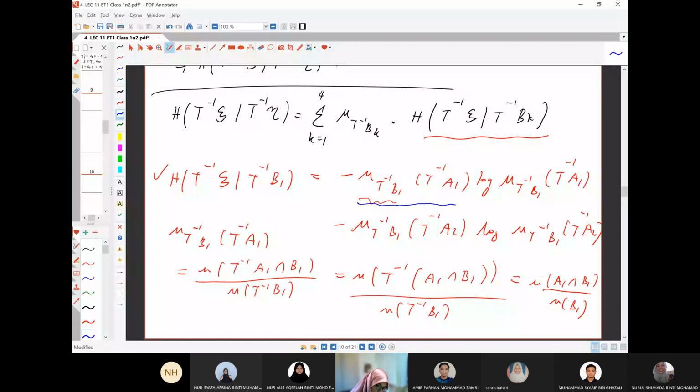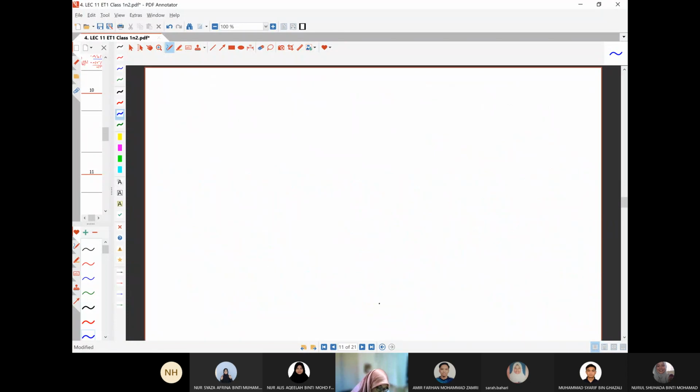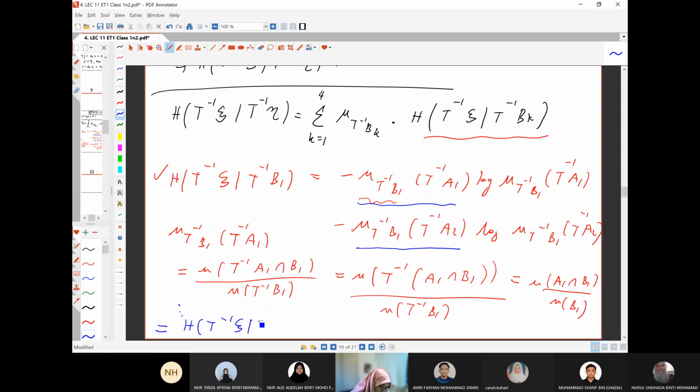Measure ni dah dapat. Now measure for itu pula. So if you calculate all of these calculations of the pre-images, you will get the entropy of the pre-images with conditional entropy also will get you 0. Okay, this gives you the entropy of psi with respect to this eta is equals to 0. You will get 0.